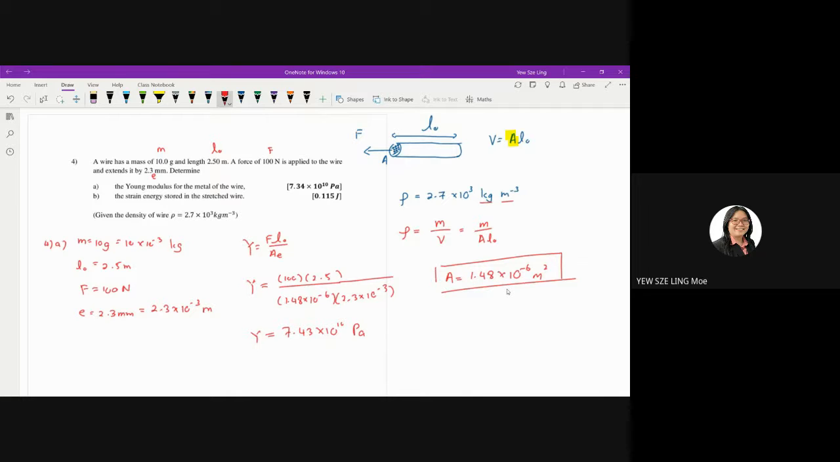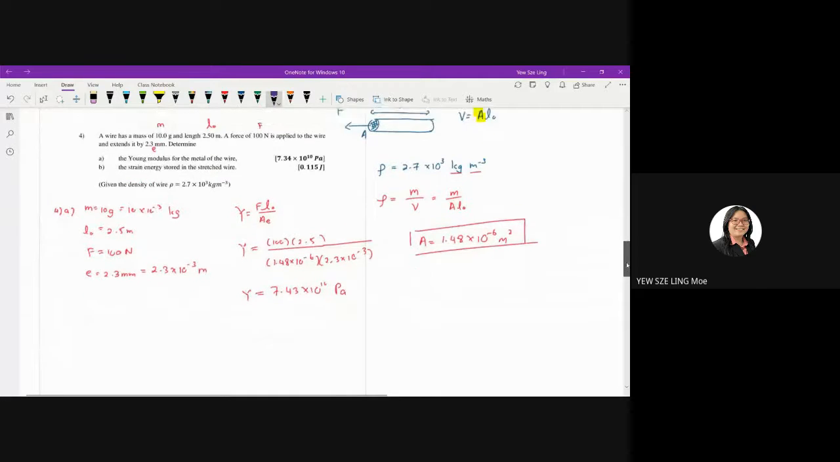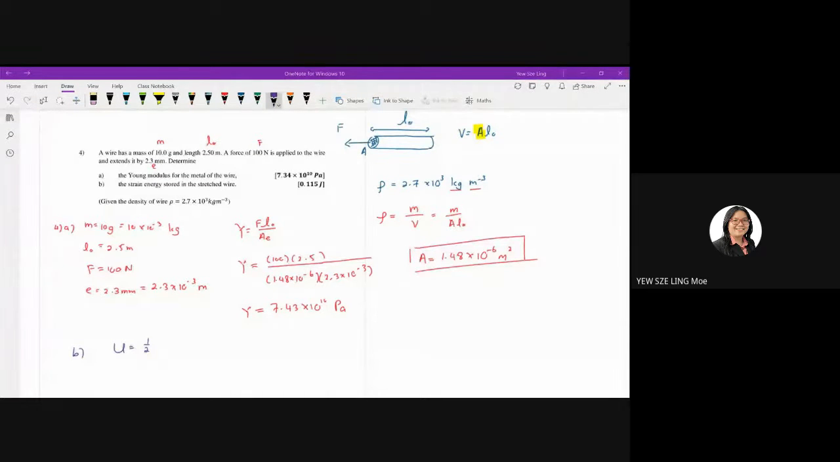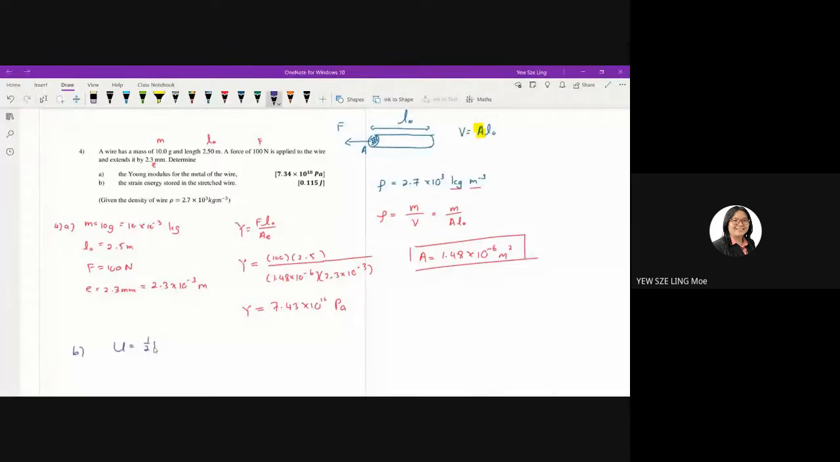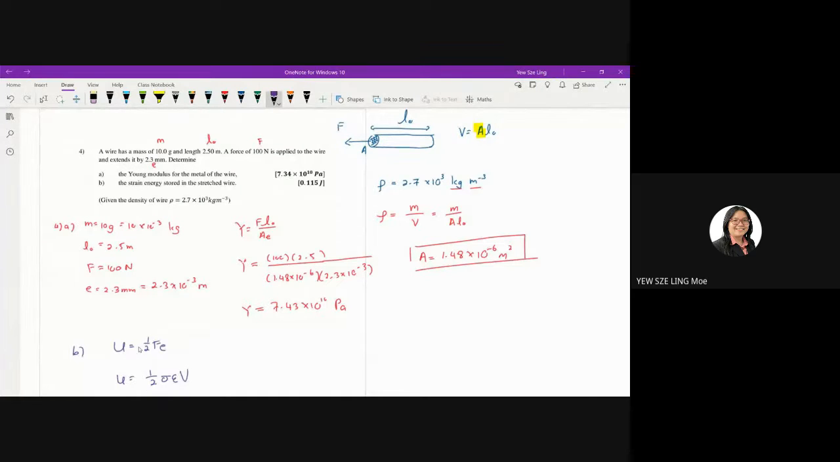Now, question 4b: strain energy. What is the equation for strain energy? We have two equations. We have either U equals 1 over 2 F e, or U equals 1 over 2 sigma epsilon times the volume. You can use either one to calculate the strain energy.